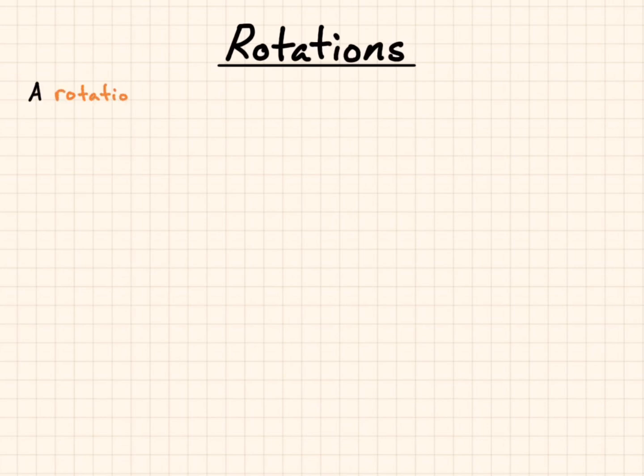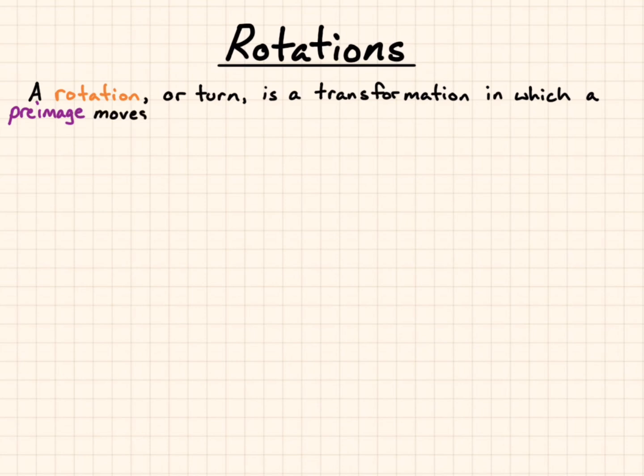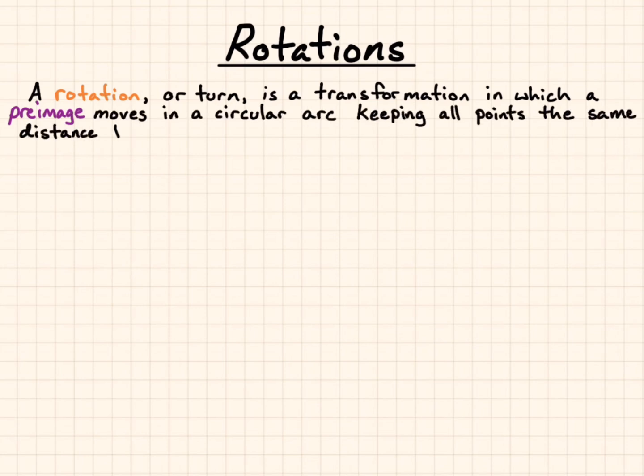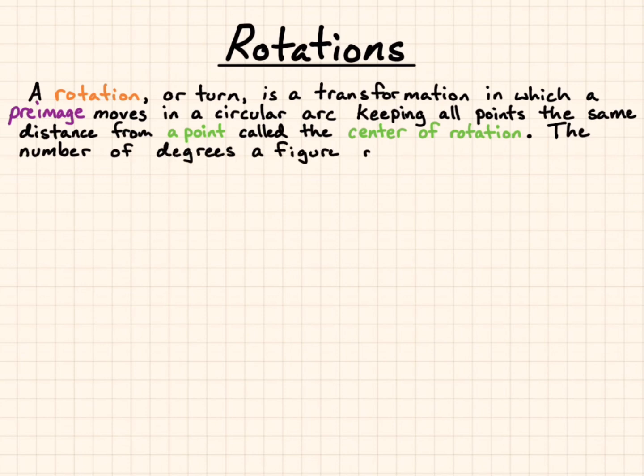A rotation, or turn, is a transformation in which a preimage moves in a circular arc, keeping all points the same distance from a point, called the center of rotation. The number of degrees a figure rotates is the angle of rotation. Let's try it out on the coordinate plane.